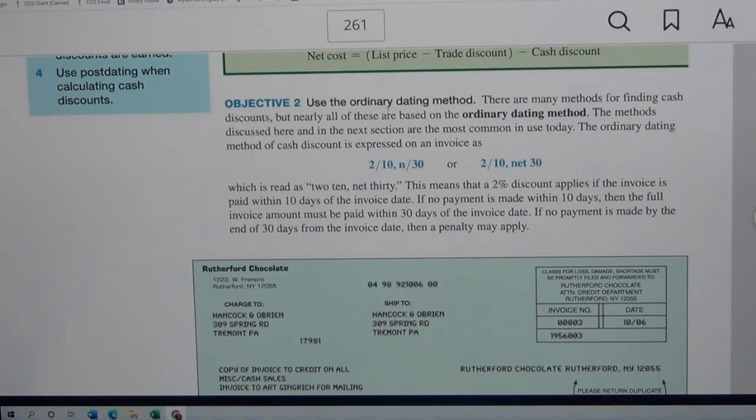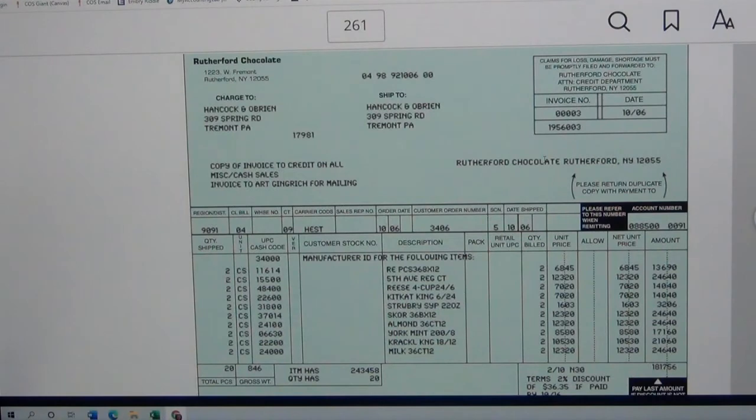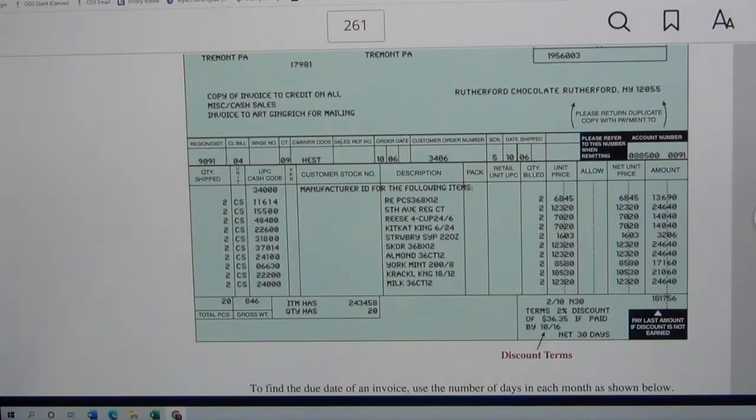When we're talking about ordinary dating methods, you often see them in this format or maybe this format. Either way, they're really saying the same thing. It's 2/10 net 30. What this really reads as is take a 2% discount if you pay within 10 days. Otherwise, it's due in 30 days at full price. So you'll often see that somewhere on the actual invoice. Let's see if we can find it here. Yeah, down at the bottom it says 2/10 net 30.